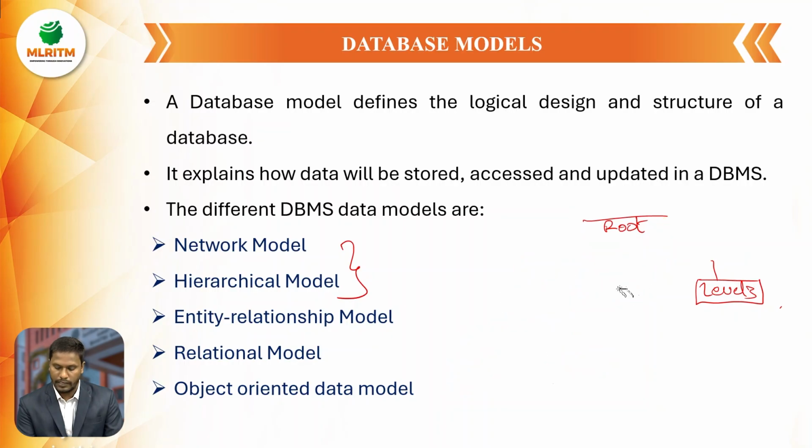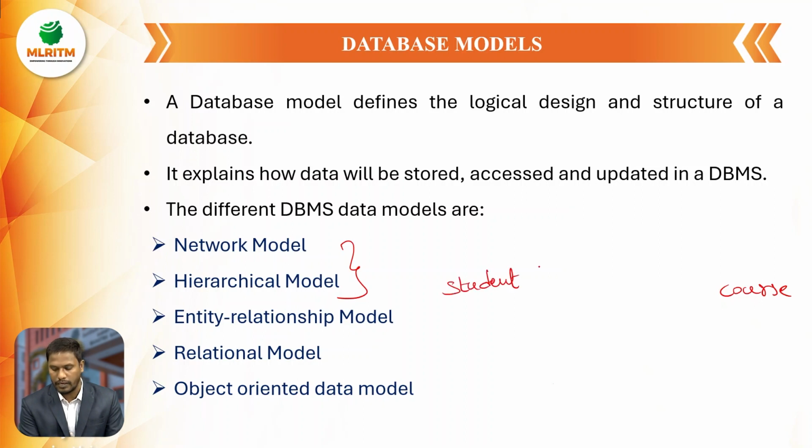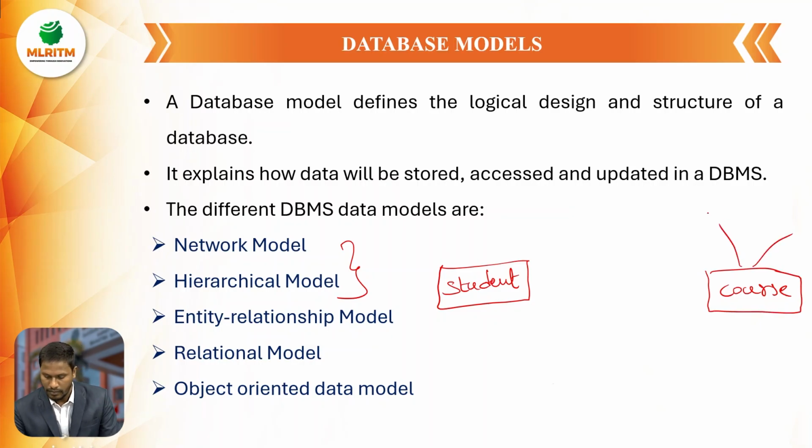Okay, coming to the entity relation model. Entity relation model is nothing but a relationship between two entities. How is it going to happen? For example, we have college courses, for example a course and a student. How they interact between these two: these two are entities. These two are entities. It is having some attributes like course ID, course name.